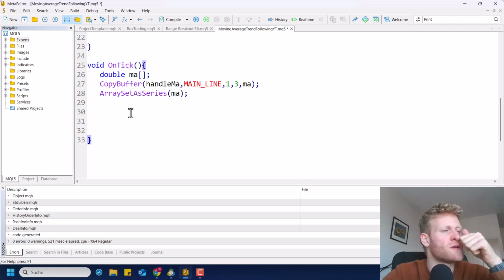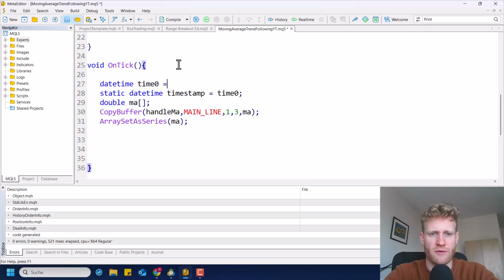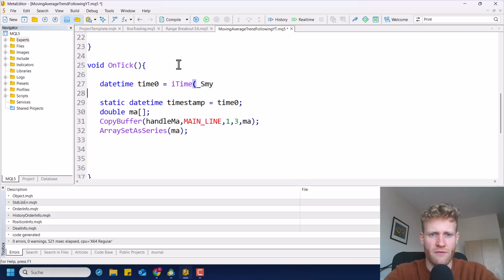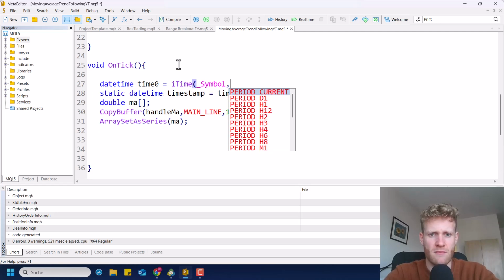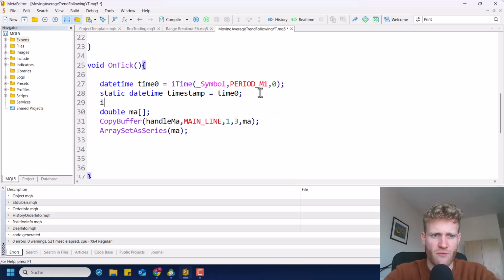And also what I want to do is, let's not calculate this with every single tick because it's super slow in the tester. We could do this on a 1 minute basis maybe. Datetime, let's create the static first, timestamp. And then we want to get the time of the current bar, of the 1 minute bar maybe, M1, like this. So what we want to do is check if we have a new 1 minute bar.